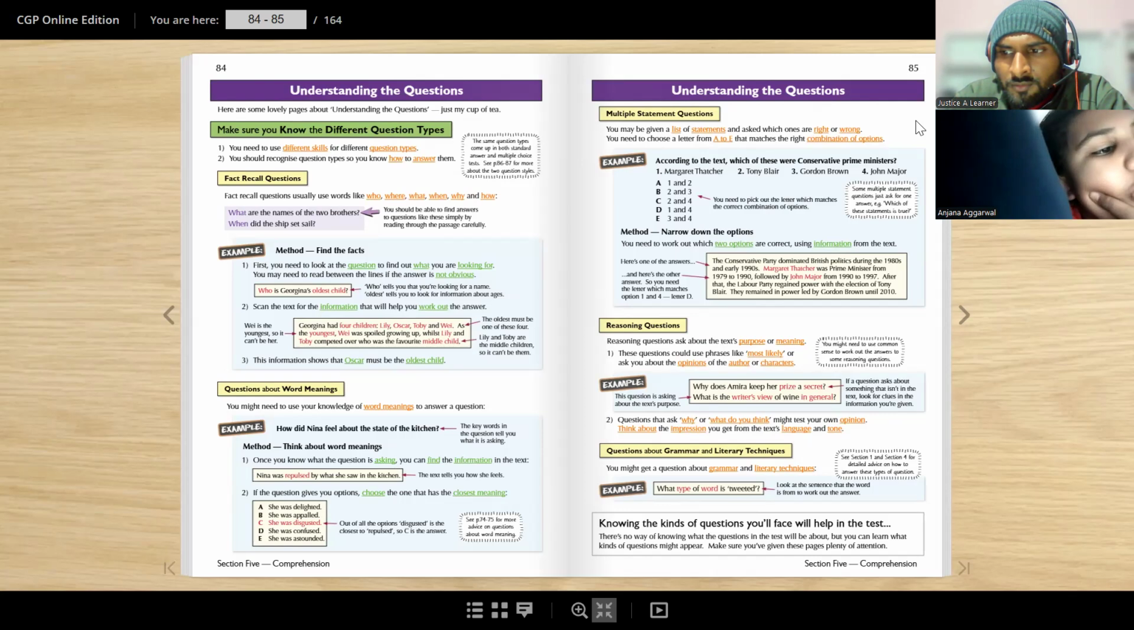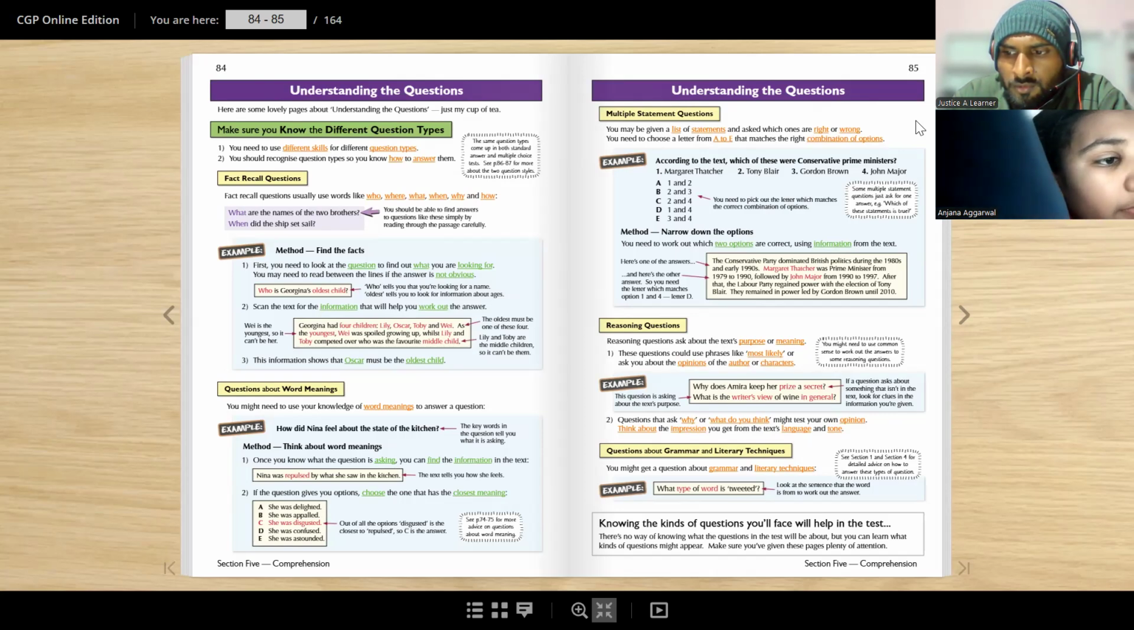Questions about word meanings. So, you might need to use your knowledge of word meaning to answer a question. How did Nina feel about the state of the kitchen? The key words in the questions tell you what it is asking. Method: think about word meanings. Once you know what the question is asking, you can find the information in the text. Nina was repulsed by what she saw in the kitchen. The text tells you how she is feeling.